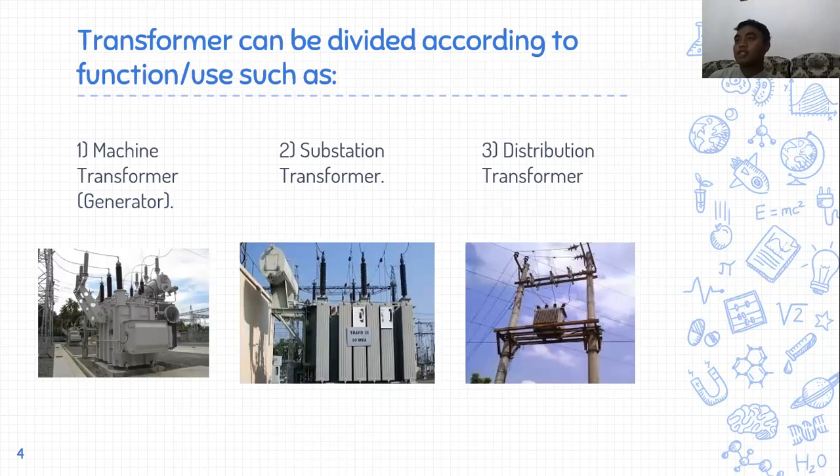Next, transformers can be divided according to function or use, such as: the first is machine transformers in generators; the second is substation transformers; and the third is distribution transformers.